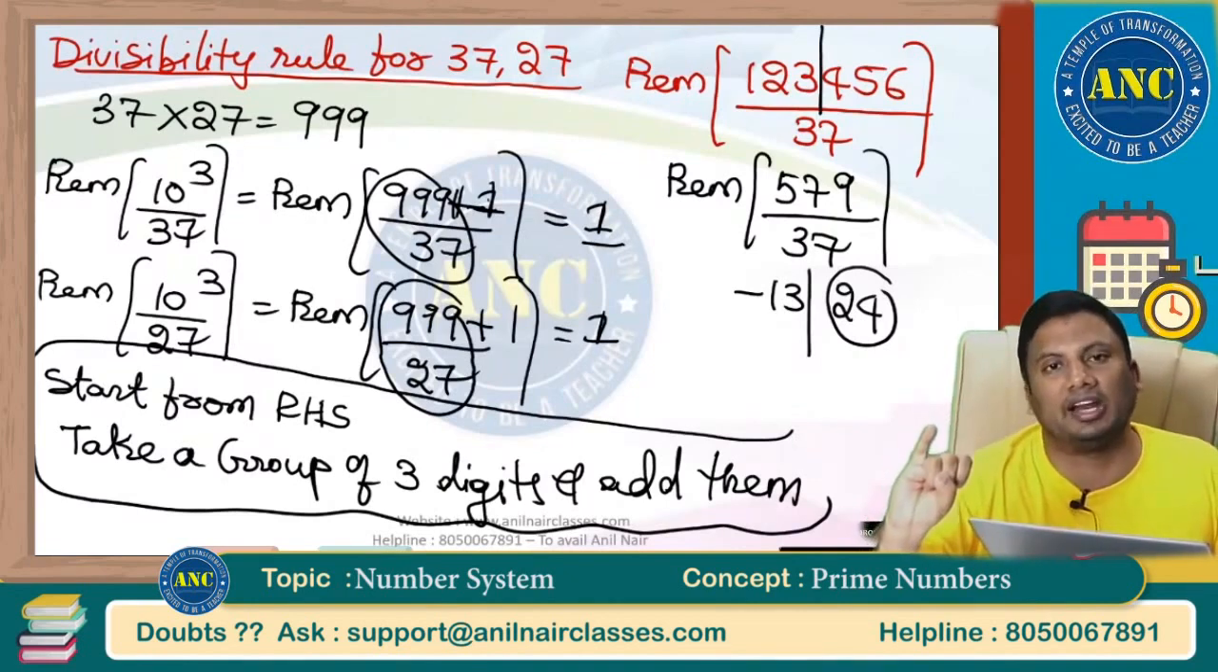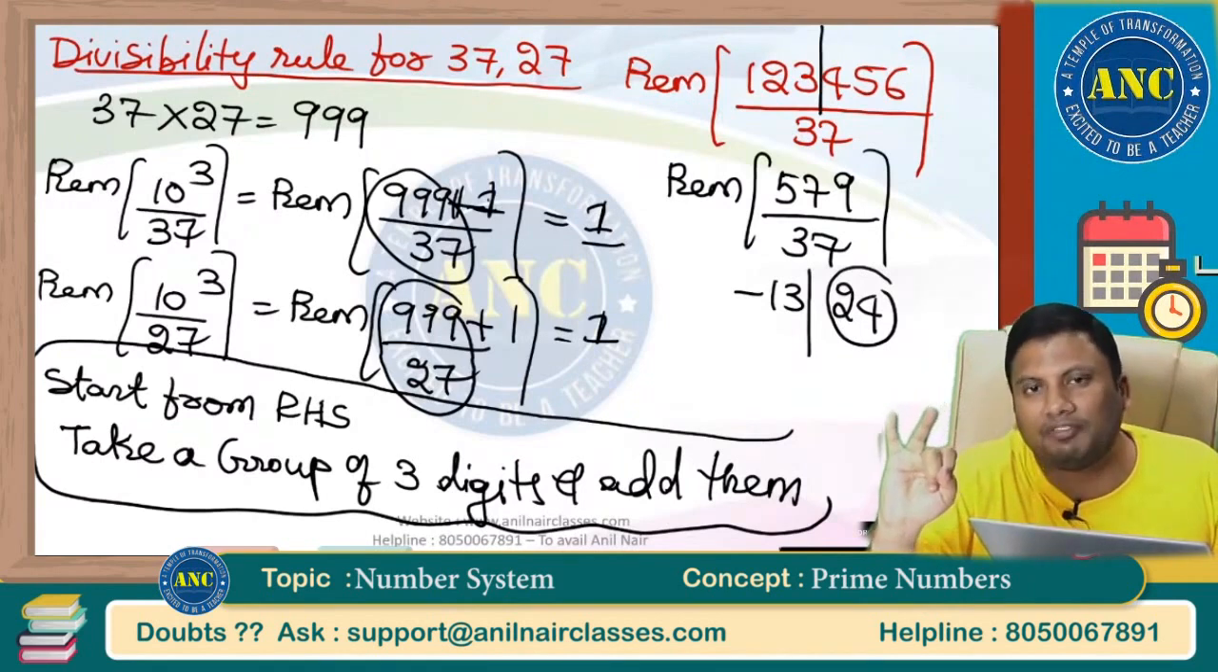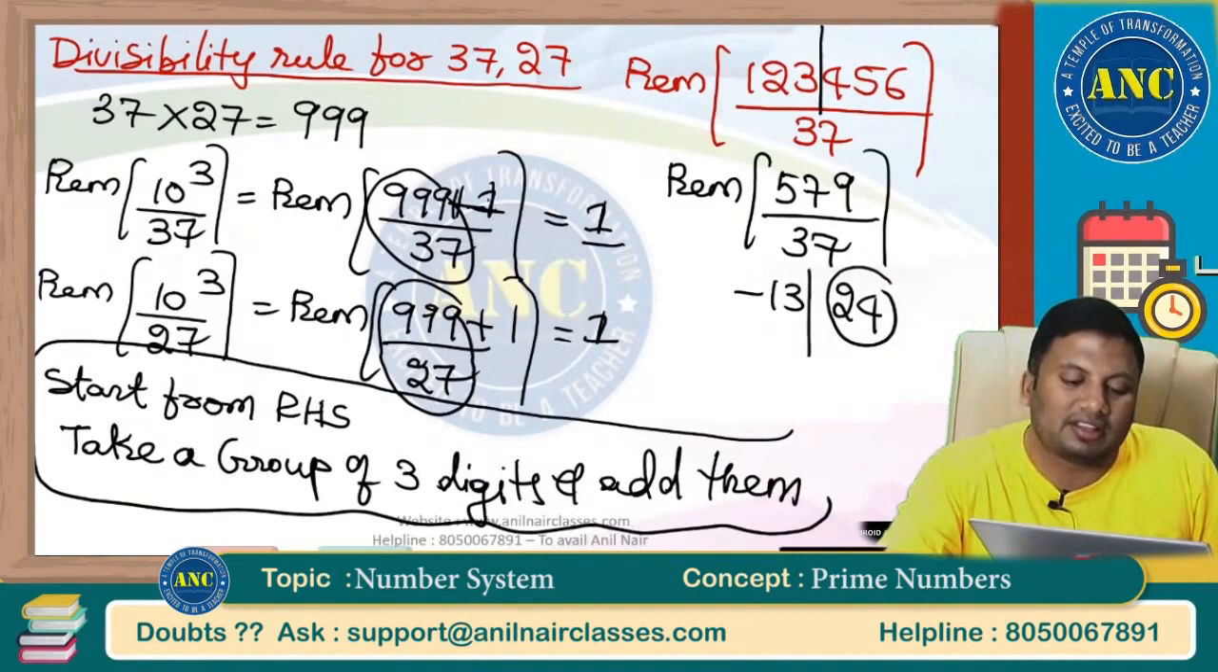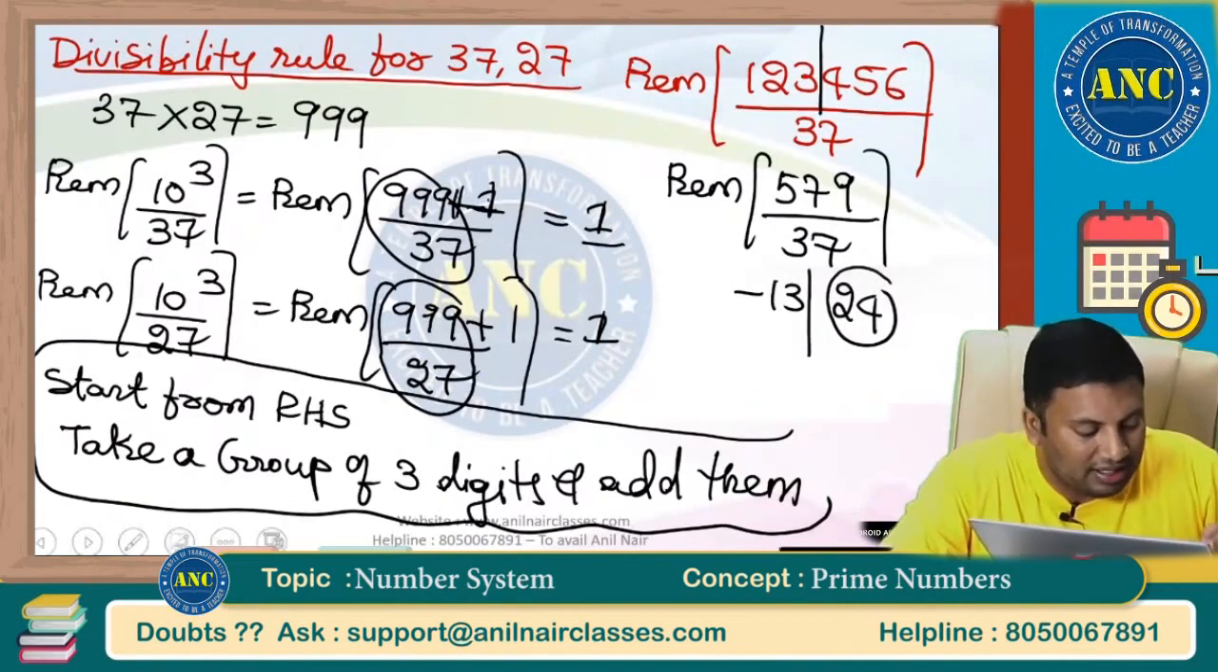Divisibility rule for 101 we have seen. Divisibility rule for 99 we have seen. Divisibility rule for 7, 11, 13 we have seen. Divisibility rule for 37, 27. Then the last one.